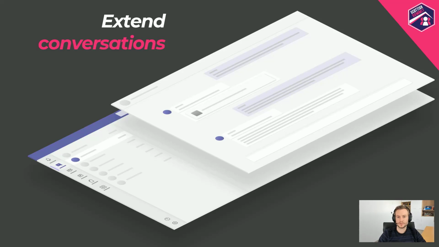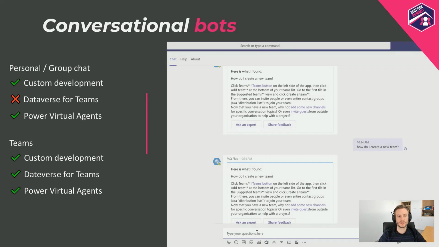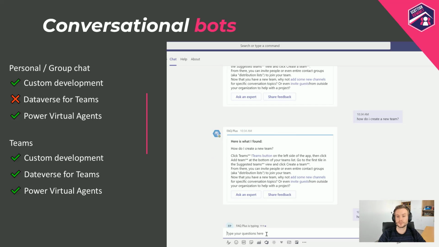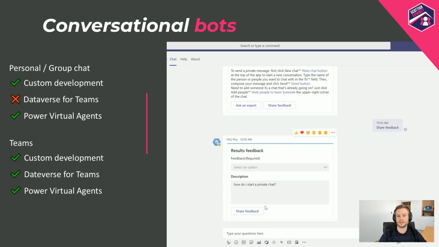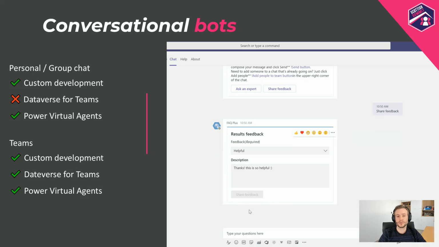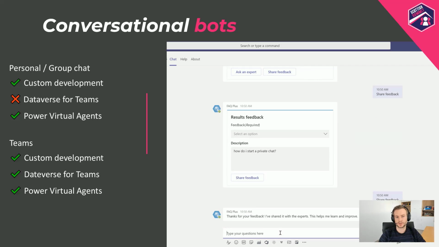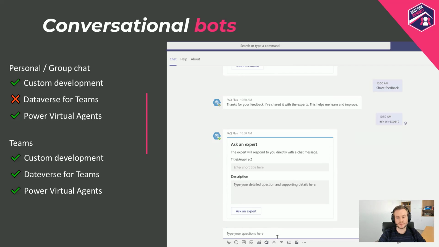Now, if you want to extend conversations, you can do that with a conversational bot. A conversational bot is just a bot that provides question-answer type of interaction. So you ask it a question, it provides a response on which you can interact again. A conversational bot can be built with custom development, with Dataverse for Teams, or with Power Virtual Agents. But depending on where you want to expose your conversational bot, it's only possible with custom development and Power Virtual Agents. Because remember, a Dataverse for Teams application is one-on-one linked to a specific Teams team.